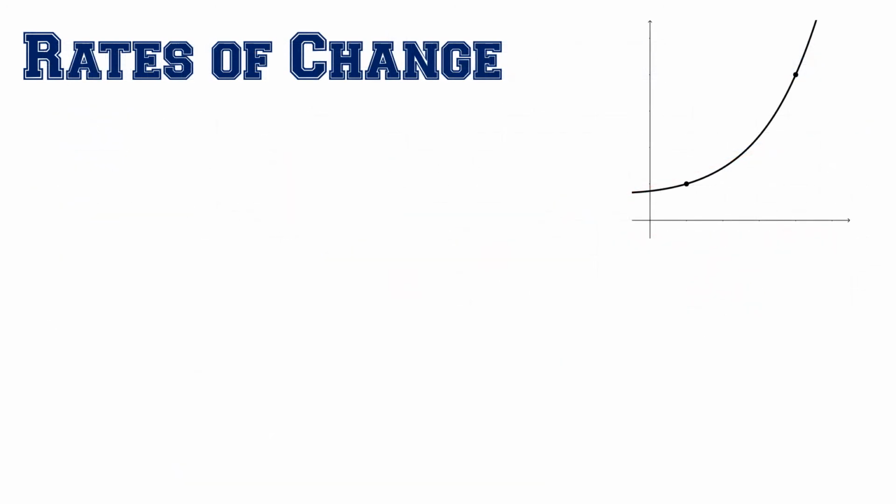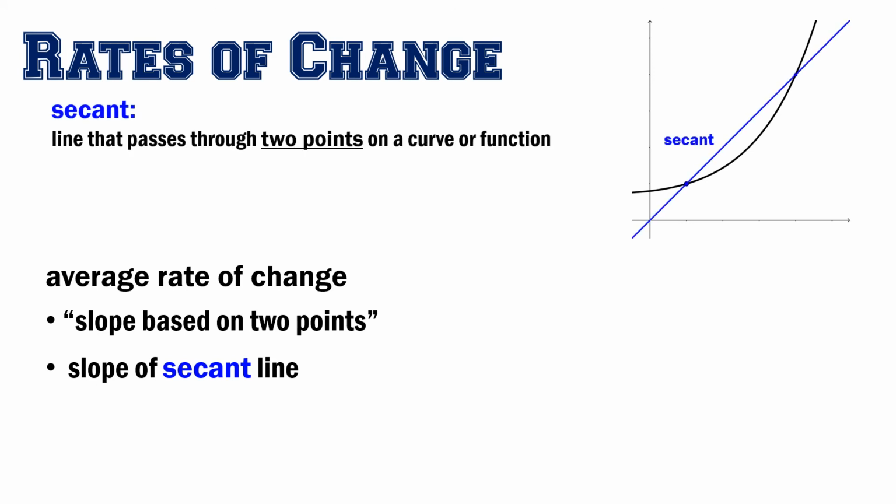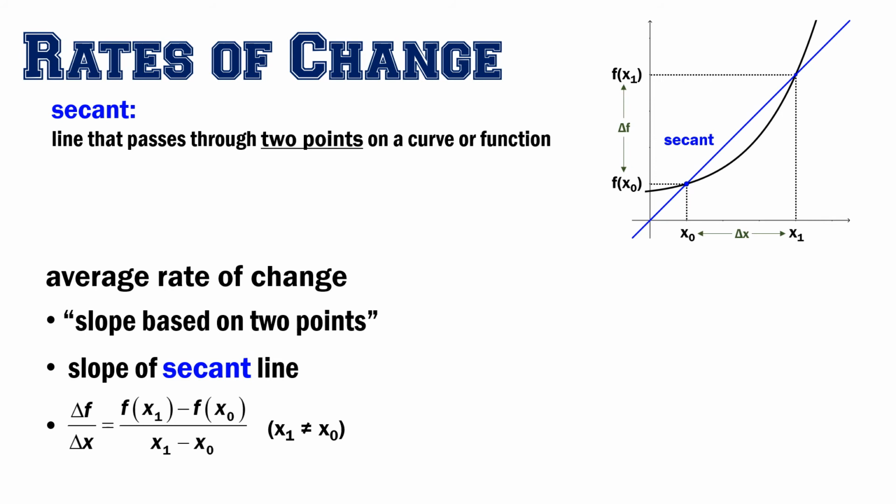Let's go beyond velocity and look at rates of change in general. And we'll begin with average rate of change, which I'll refer to quite often as slope based on 2 points. We can also have a more formal definition in which we look at the slope of a secant line. A secant is a line that passes through 2 points on a curve or function, which means we'll go back to our old traditional slope formula, except I'm going to make some small modification.